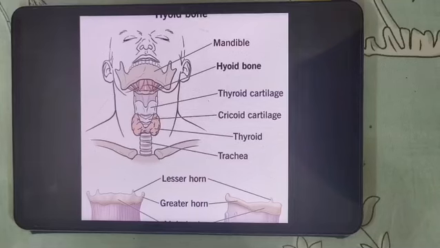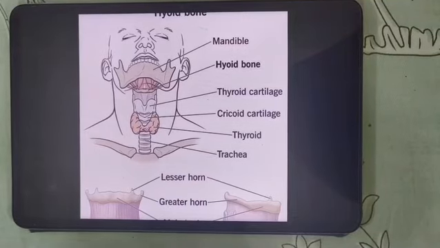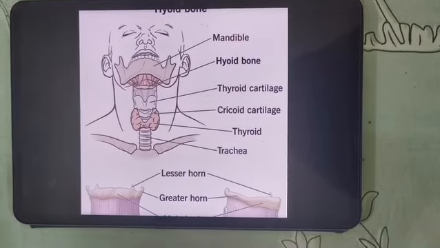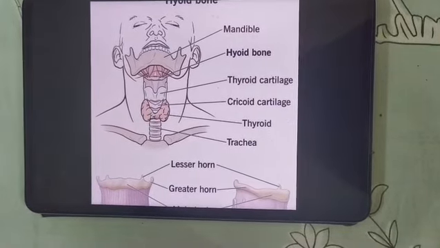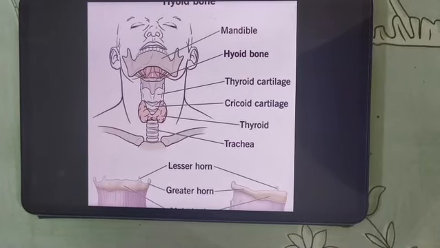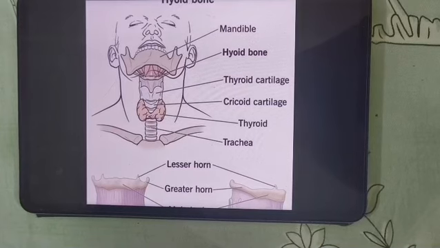The unique feature of hyoid bone is most of the other bones have 2 or 3 ossification centers, while hyoid bone has 6 ossification centers. Now, the hyoid bone provides attachment to the floor of the mouth and to the tongue above, to the larynx below, and to the epiglottis and the pharynx behind.